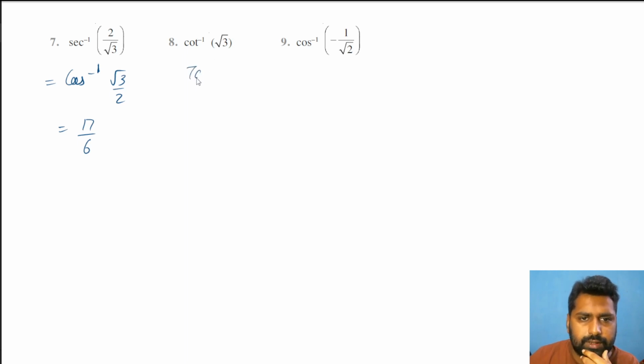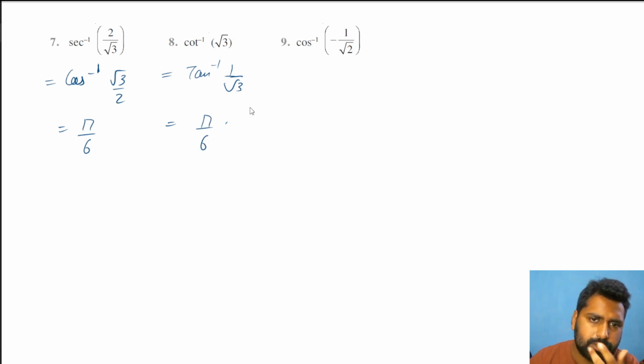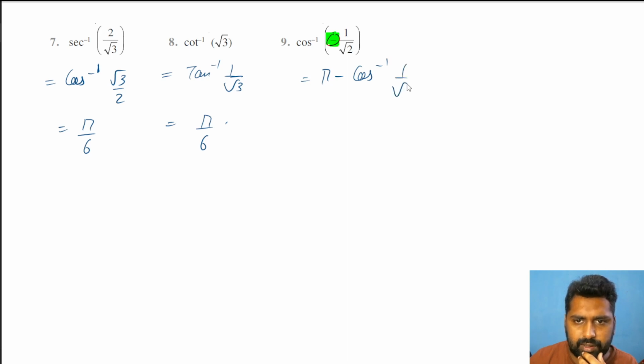Cot inverse root 3, you can rewrite this as tan inverse 1 by root 3. Okay, and tan inverse 1 by root 3 is pi by 6 also. Cos inverse negative 1 by root 2. Okay, negative we cannot directly take it outside. For cos inverse, what we have to do is pi minus cos inverse of positive value 1 by root 2. So pi minus pi by 4, that's 3 pi by 4.